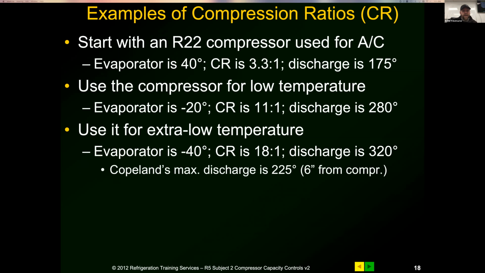Copeland's maximum discharge is 225 degrees, and you're going to take that temperature 6 inches up the discharge line with a clamp. If you're trying to tape or strap a K thermometer to it, make sure you're wearing gloves so you don't burn your hands, because in the summer you will. Carlisle's is about 250 degrees.